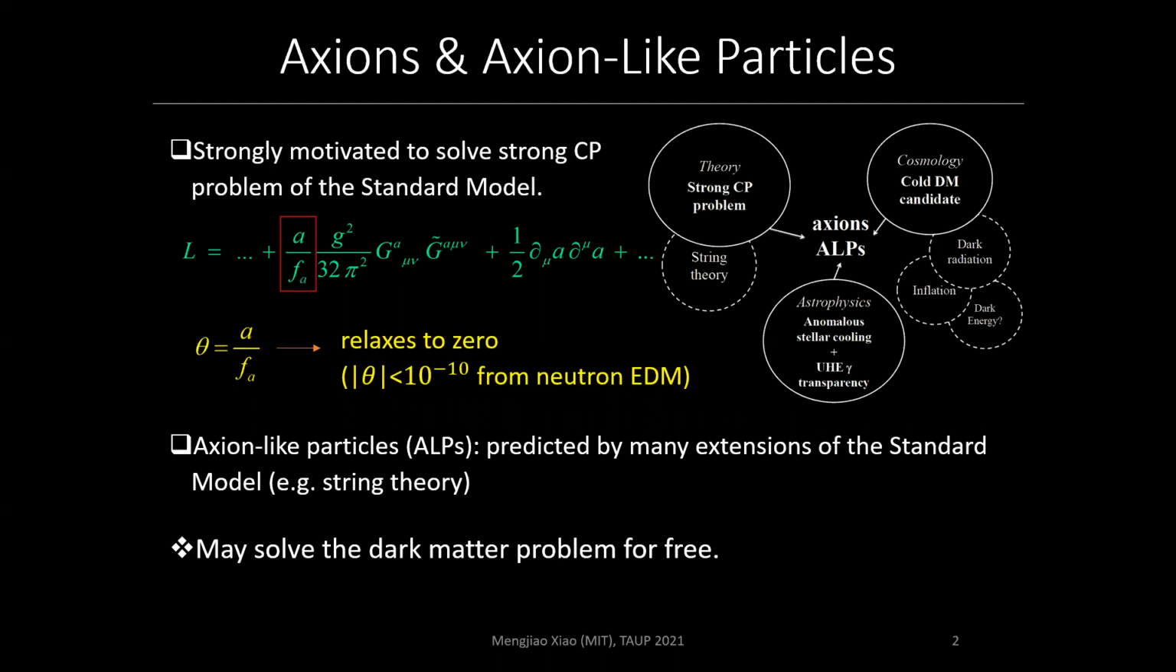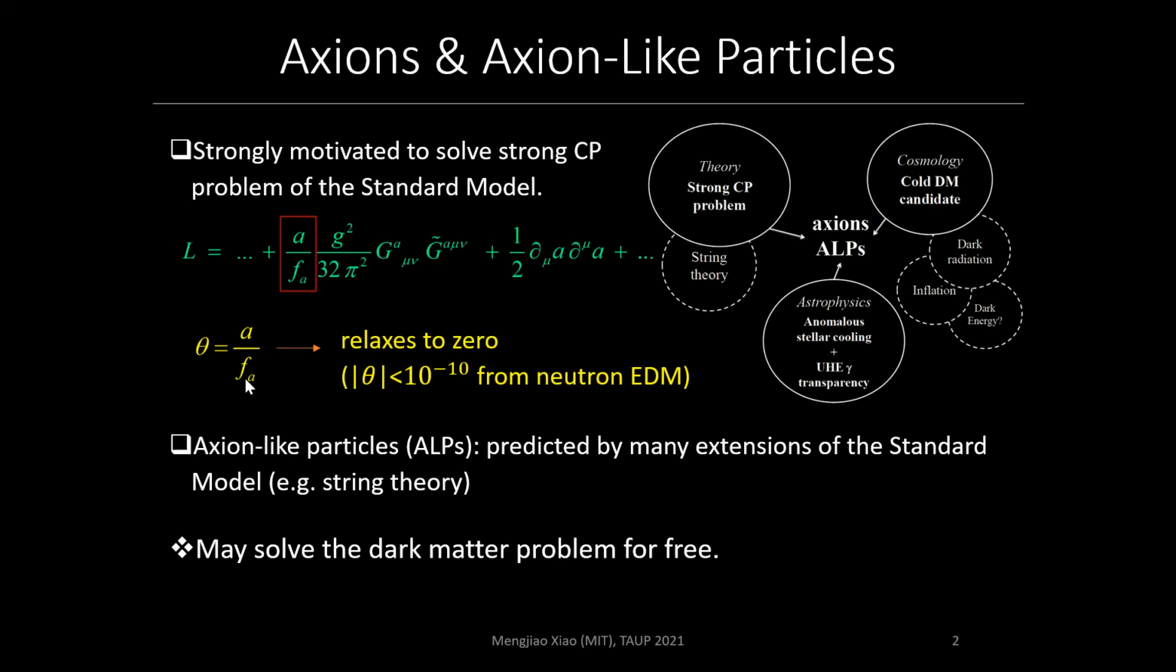First, I will give a very brief introduction to axions or axion-like particles. As is well known, axions were proposed to solve the strong CP problem in QCD about 40 years ago. Axion-like particles are more generically predicted by many extensions of the standard model, such as string theory. Besides being a solution to the strong CP problem, the axion or axion-like particle also presents an excellent dark matter candidate.